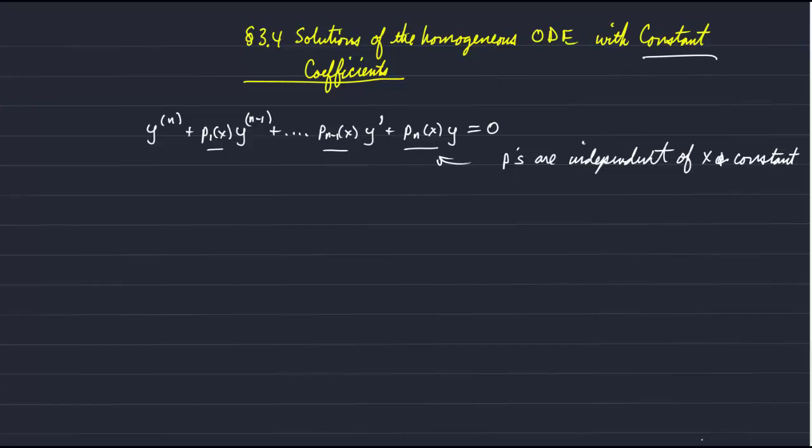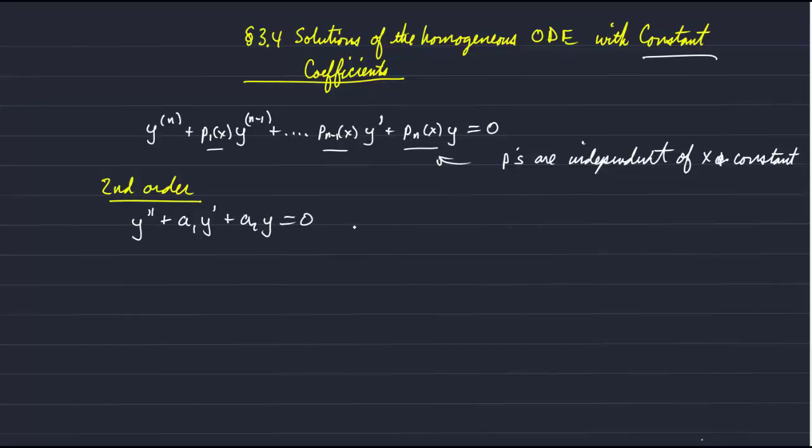So let's first talk about second order. And so the general form of the second order homogeneous ODE, again with constant coefficients, is y double prime plus a constant, we'll just call that a1, times y prime, plus a constant a2 times y is equal to 0. So how do we solve this problem?